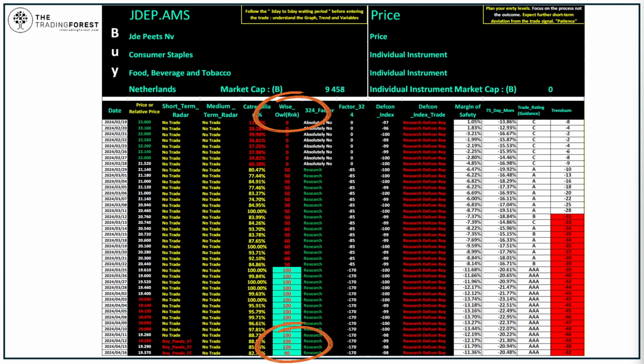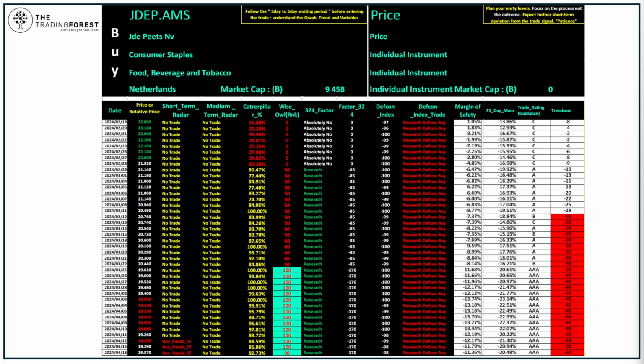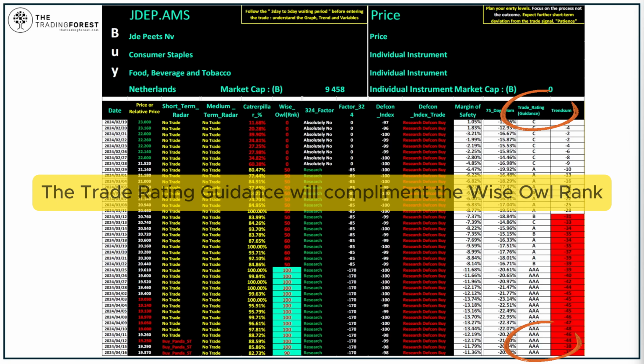The Wise Owl rank reached a maximum value of 100 days preceding the opening signal and has a current value of 90. These values confirm that we are on the correct path in selecting a trading signal that suits our low-risk profile. We focus on quality by incorporating the trade rating guidance. We recommend AAA and AA trades. Don't rush your analysis. Be methodical in your approach. Understand the contribution of each variable. The trade rating guidance will complement the Wise Owl.